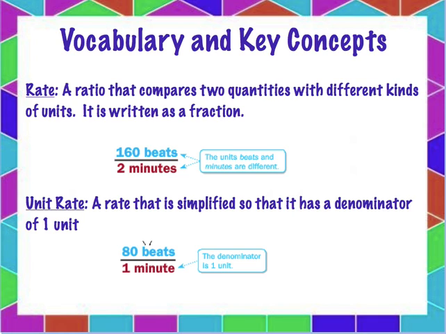Well, a unit rate is a rate that is simplified so that it has a denominator of 1 unit. So if we look at the example below, in 1 minute, we have 80 beats. Make sure you copy this in your notes.